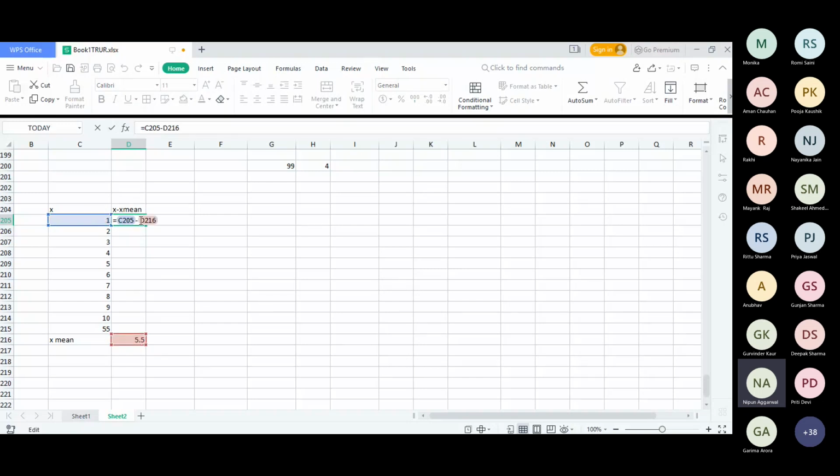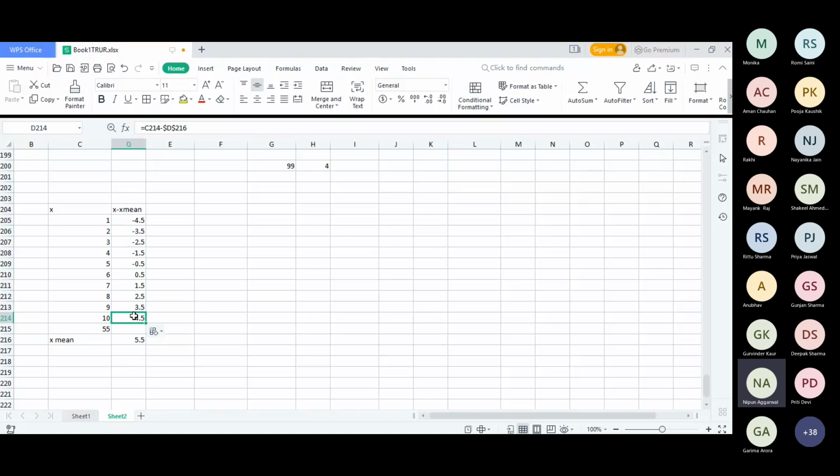So this has to be fixed. We can take the help of Excel for this. So this comes out to be minus 4.5. Otherwise, you have to subtract 1 minus 5.5, 2 minus 5.5 and so on. If we drag this in Excel, it becomes minus 4.5, minus 3.5, minus 2.5, minus 1.5, minus 0.5, then 0.5, 1.5, 8 minus 5.5 is 2.5, 9 minus 5.5 is 3.5, 10 minus 5.5 is 4.5. So this becomes your x minus x bar.